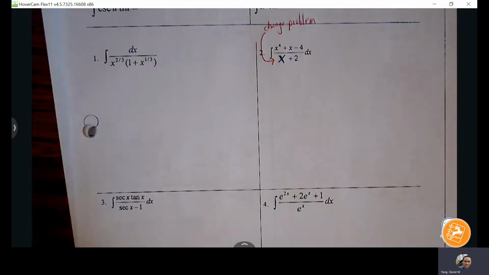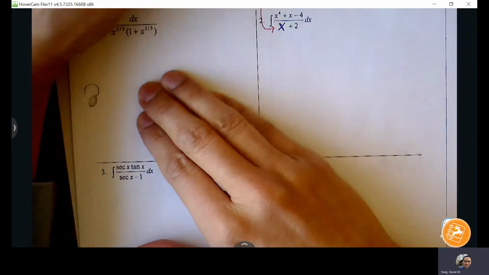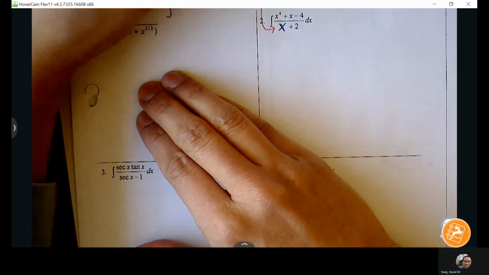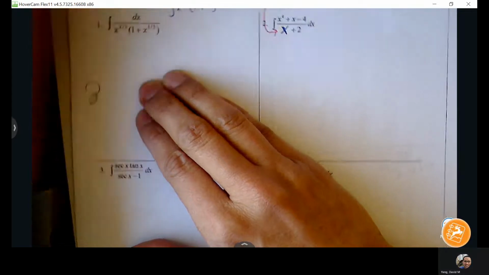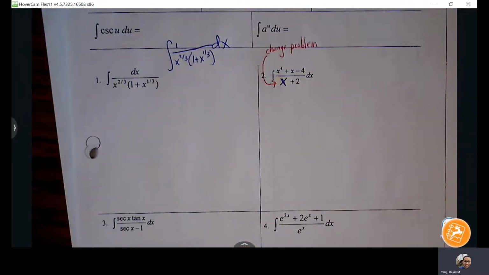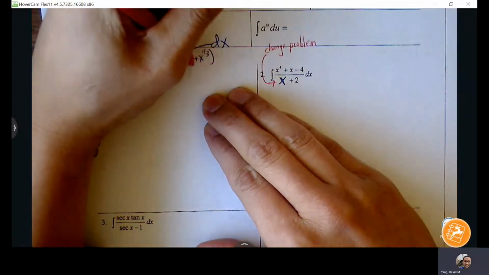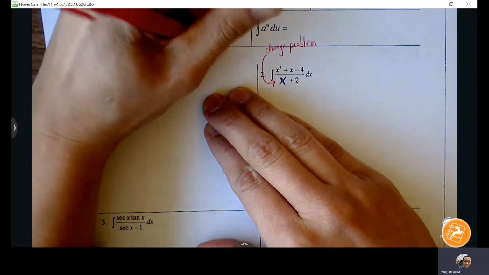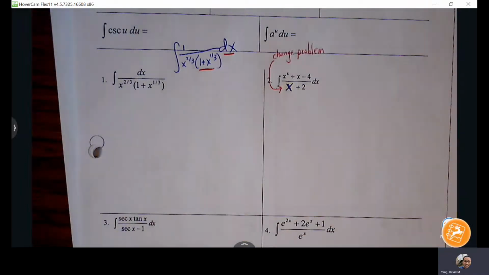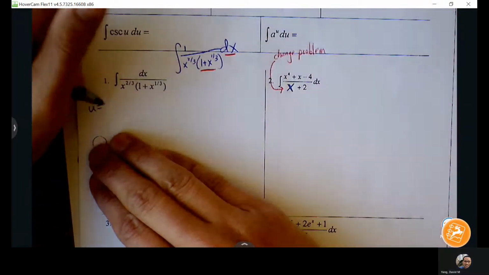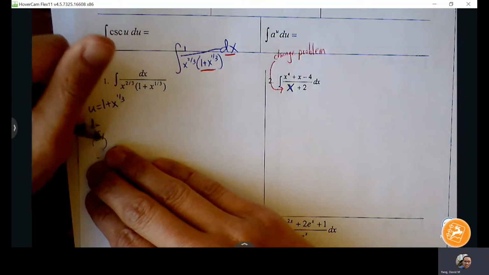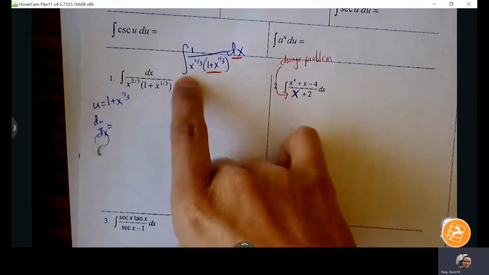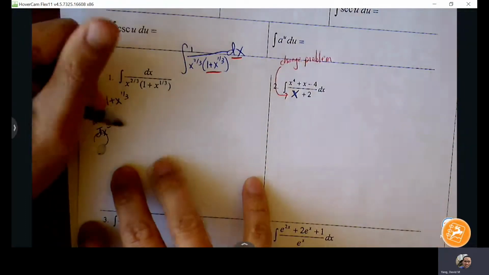I like to push the dx out to the right just so that it can look more like my setup for other problems. You don't have to, it just makes everything more familiar in terms of where they are located. Okay, we're saving that x to the 2/3 for the derivative to pair and match up.